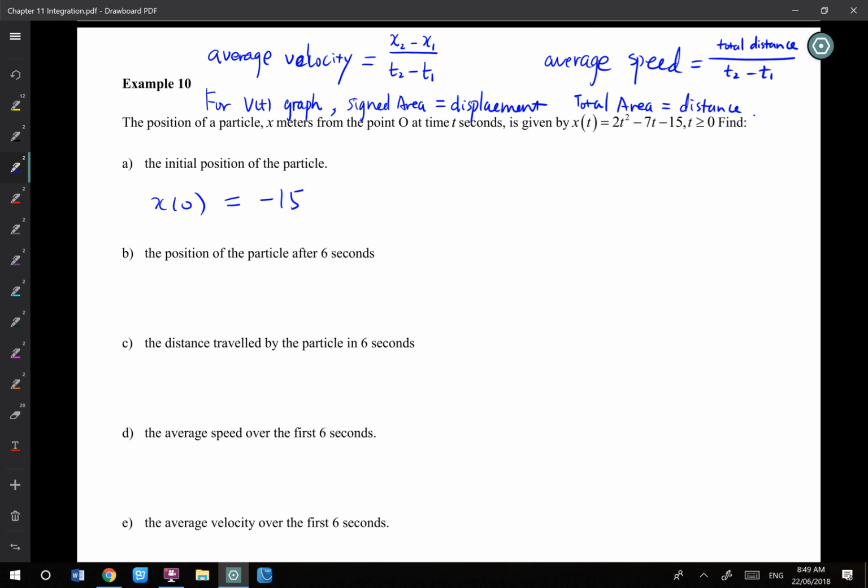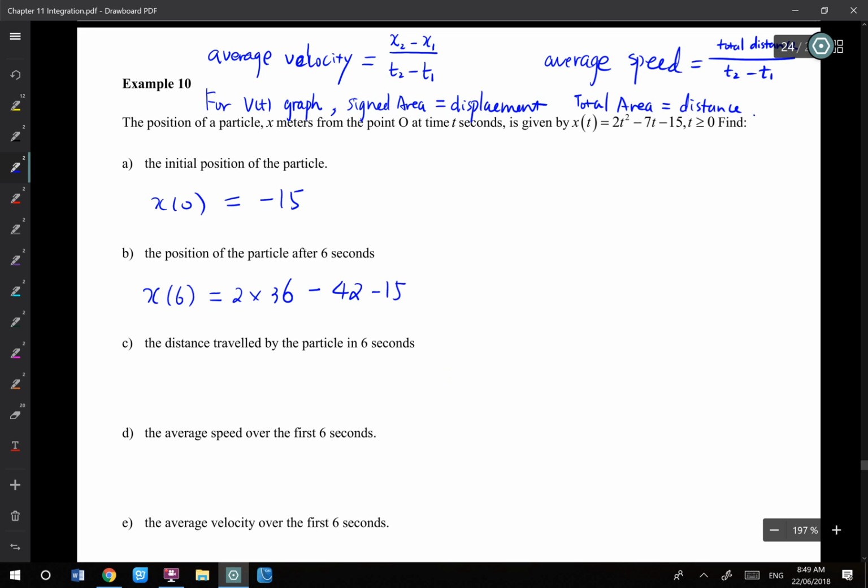The position of the particle after 6 seconds. So we find x(6): 2 times 36 minus 42 minus 15. That is 72 minus 57, and that equals 15. Now it's positive 15 units.